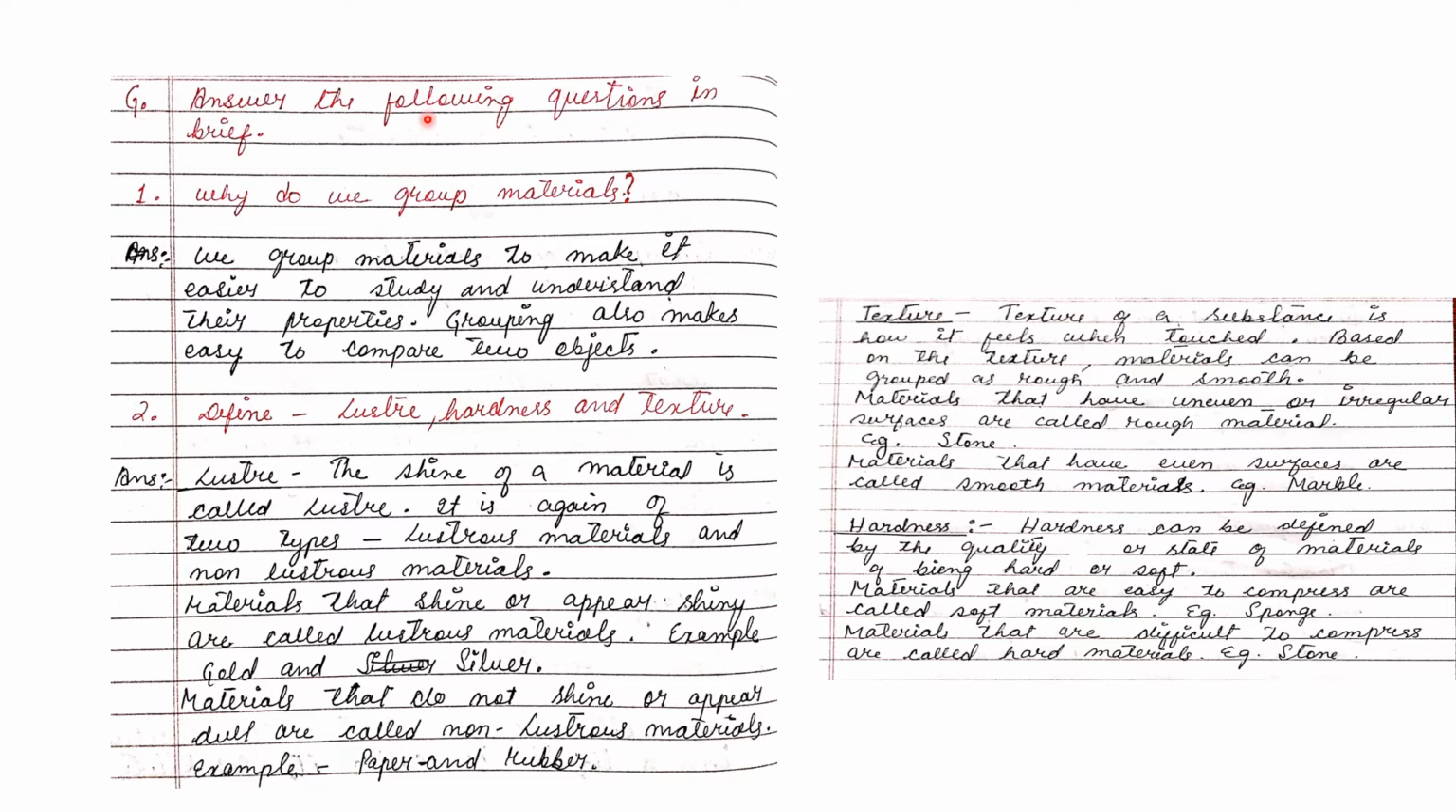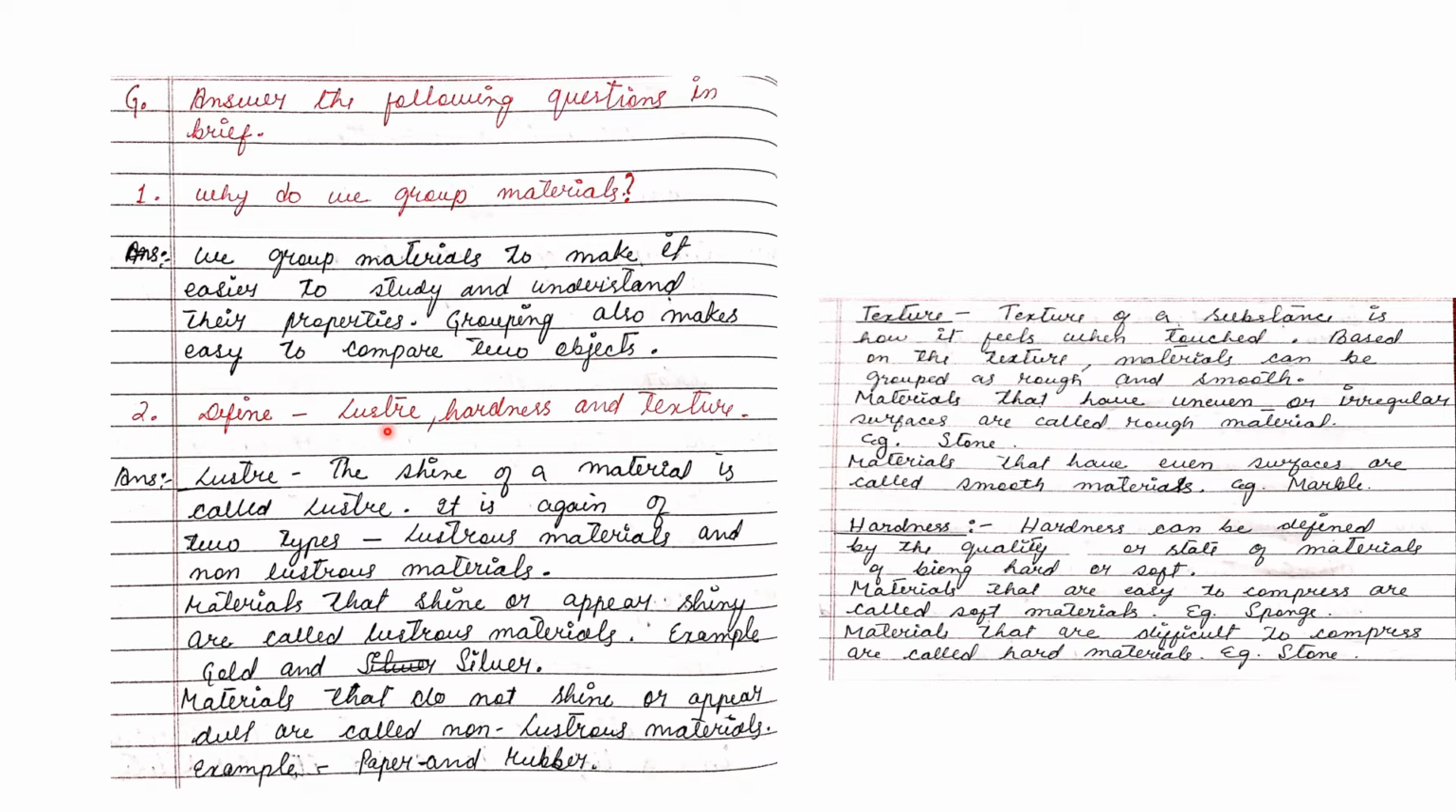Now, answer the following questions in brief. Here we need to answer the given question in brief. First, why do we group materials? Answer is, we group materials to make it easier to study and understand their properties. Grouping also makes it easy to compare two objects.